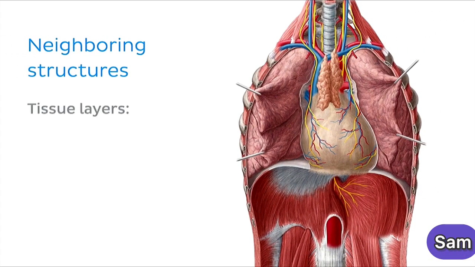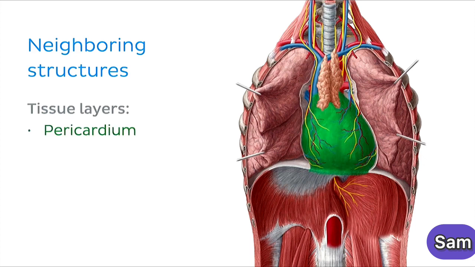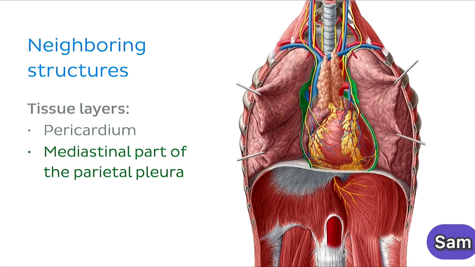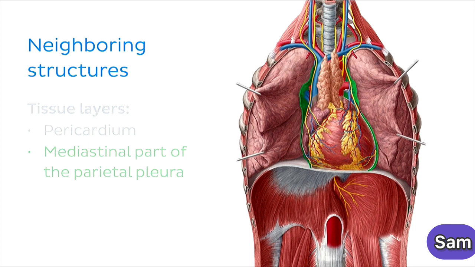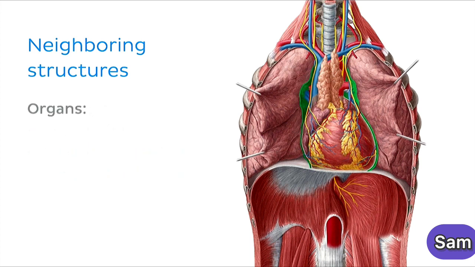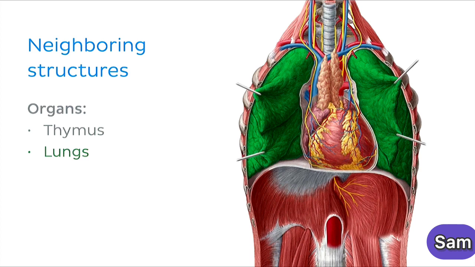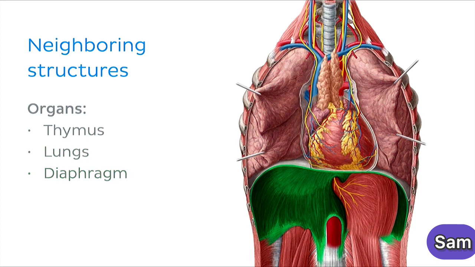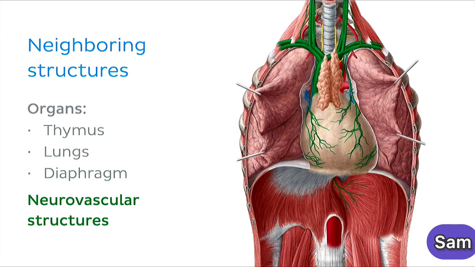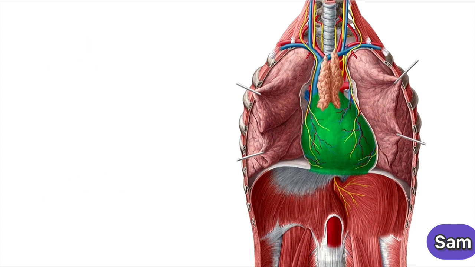We'll start by looking at relevant lung tissue layers located near the heart that we can see with the heart in situ, including the pericardium and the mediastinal part of the parietal pleura. And there are also some key organs that we can see from this view too, like the thymus, the lungs, and the diaphragm. And lastly, we're going to be looking at the neurovascular structures we can see with the heart in situ.